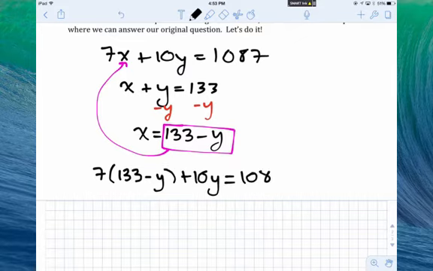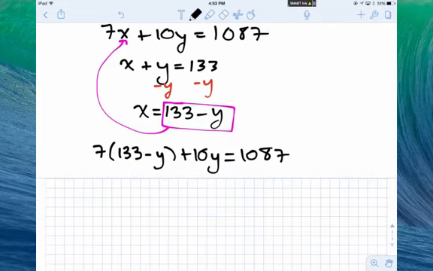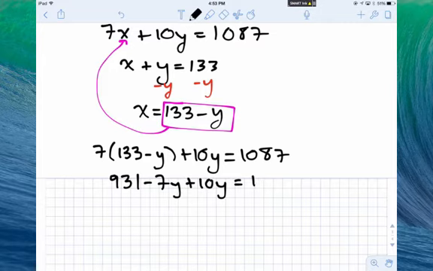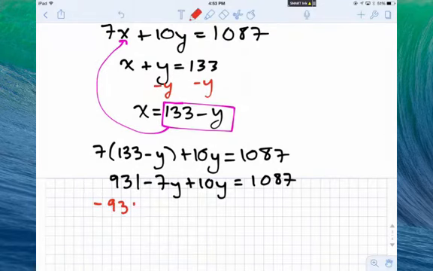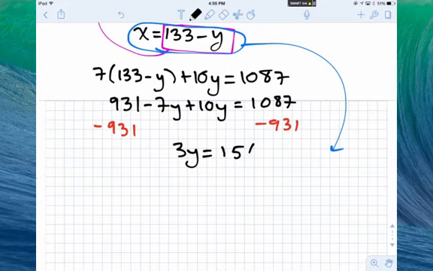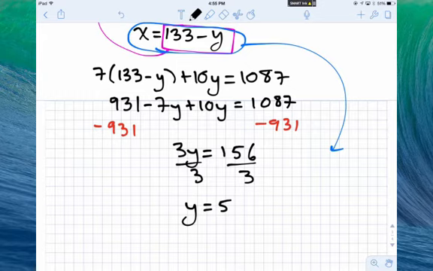These numbers may look a little nasty, but they're really not going to be too bad. At least I don't think so. So 7 times 133 is 931 minus 7Y plus 10Y equals 1,087. Let's subtract that 931 from both sides and collect like terms on the left-hand side. We end up with 3Y equals 156. And when we divide both sides by 3, we find that Y, the number of adult tickets sold, was 52. So there were 52 adult tickets sold.